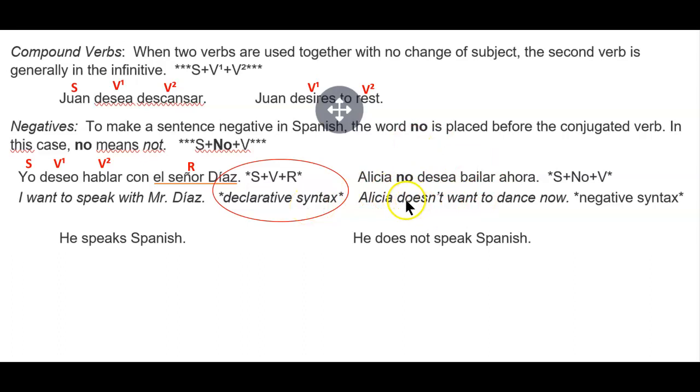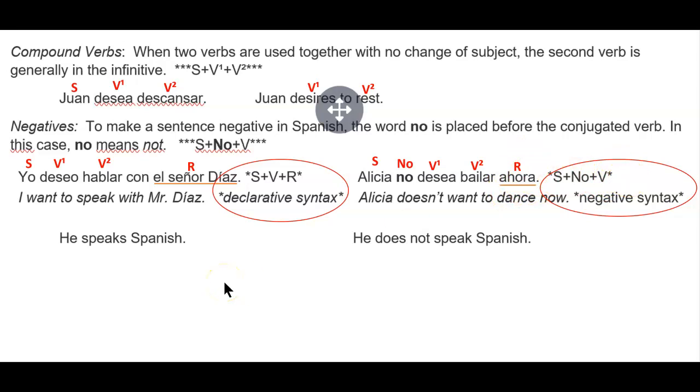This is negative syntax. We've got to put that no in front of our verb. So we have an SVR again, but we got to put that no in here. So now it becomes subject, no. So Alicia no desea bailar. So together these are considered our verb phrase. Ahora, that is going to be the remainder. So negative syntax would be subject, no in front of your verb. And if you have a remainder like we did here, that would be last.